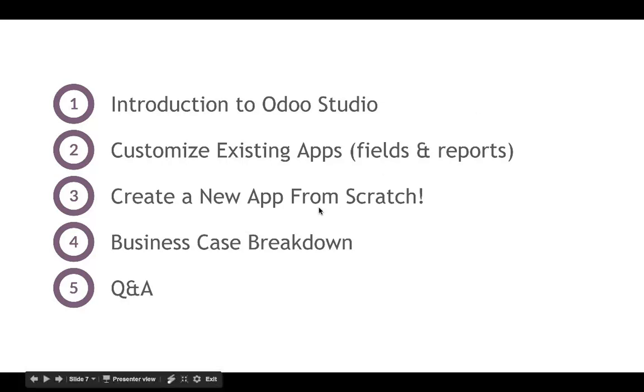As far as creating a new app from scratch goes, we're going to do that as well. I'll show you how to create a new application and a new model. We'll be able to tie everything together, track any information that we want to track, and then relate that information to other parts of the system. The last item is a business case breakdown. This is a scenario that I was recently presented with, and I'll walk you through some of the different criteria that this prospective customer had and how I leveraged Odoo Studio to provide them with the solution. At the end, we'll wrap things up with the Q&A.